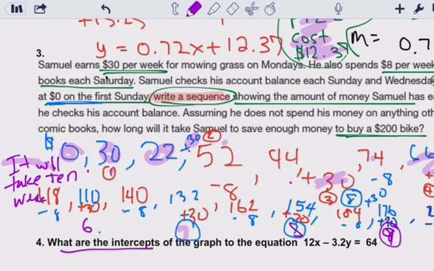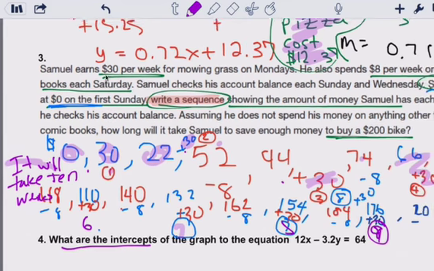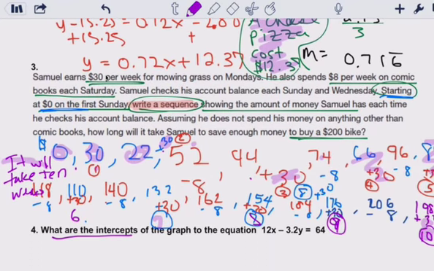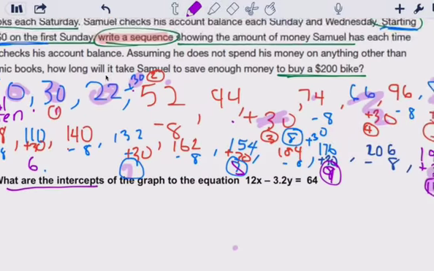Wrote too big. 10 weeks for Samuel to save $200 for the bike, okay? Please make sure you write that down.